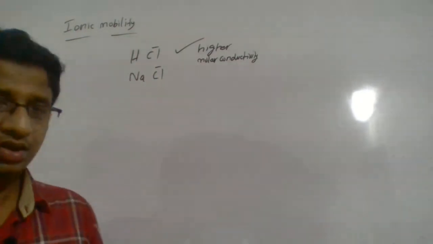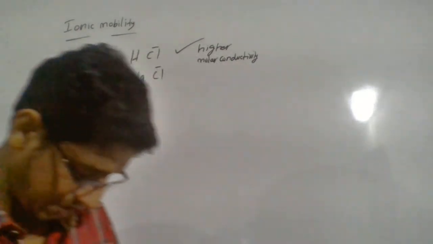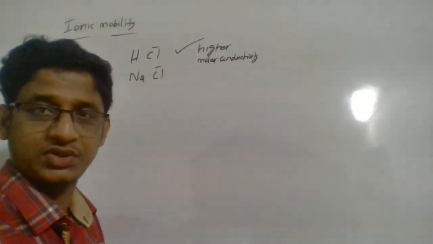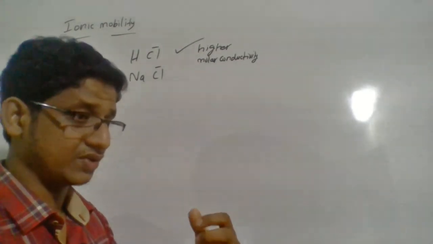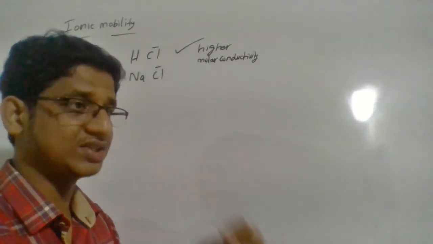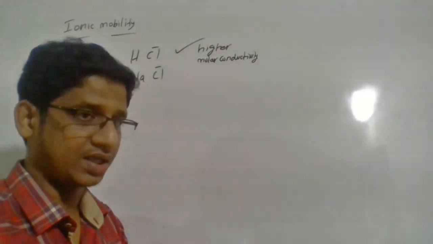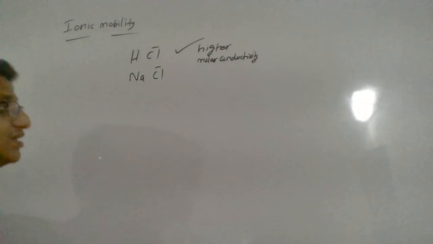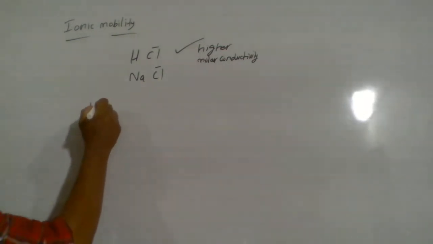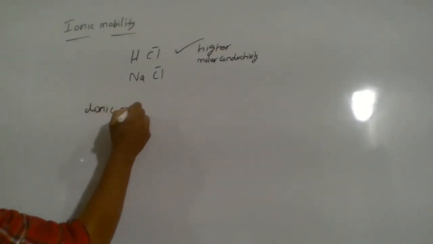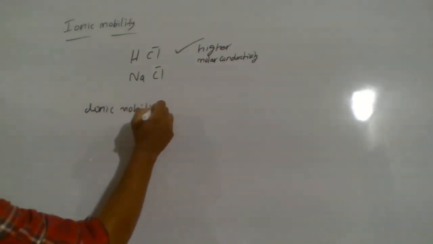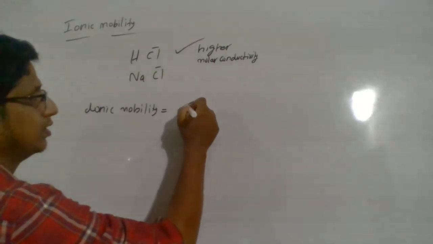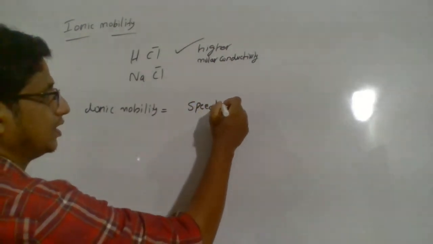So here we can understand that molar conductivity is related to the speed of the ion, and the higher the speed of the ion, generally the molar conductivity will be higher as well. So let us define ionic mobility. Ionic mobility you can define by the speed of the ion.